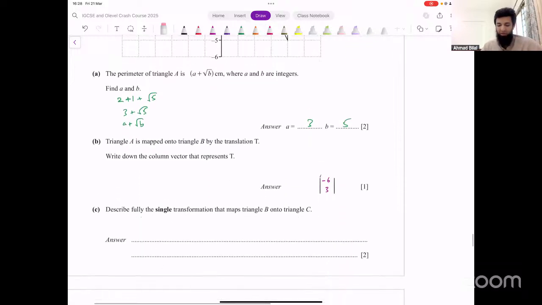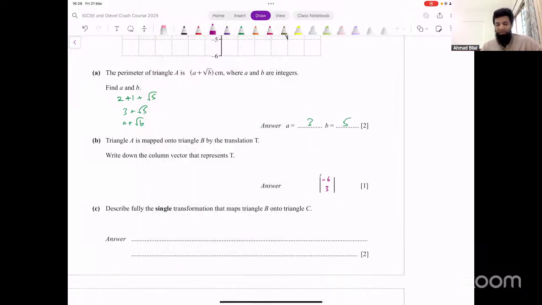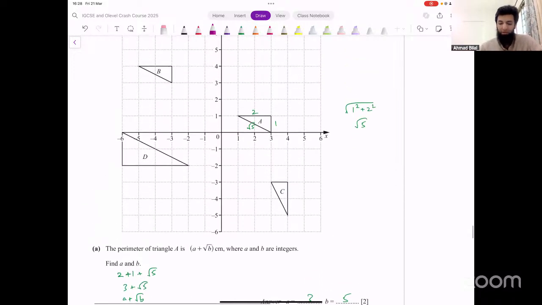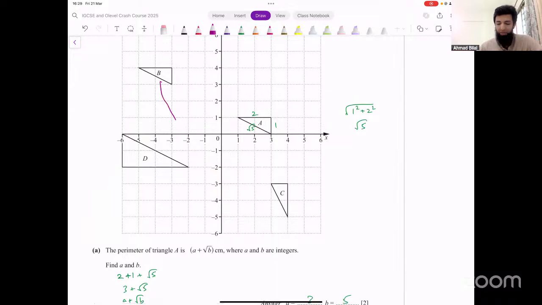All right, let's move on. Now it says, describe fully the single transformation that maps B onto C. Okay, so we have to go from B to C now. How does that work? Is the size of the figure changing? No. Is it a translation? Doesn't look like it. The orientation is changing, right? So it's either rotation or reflection. How do you differentiate between the two?